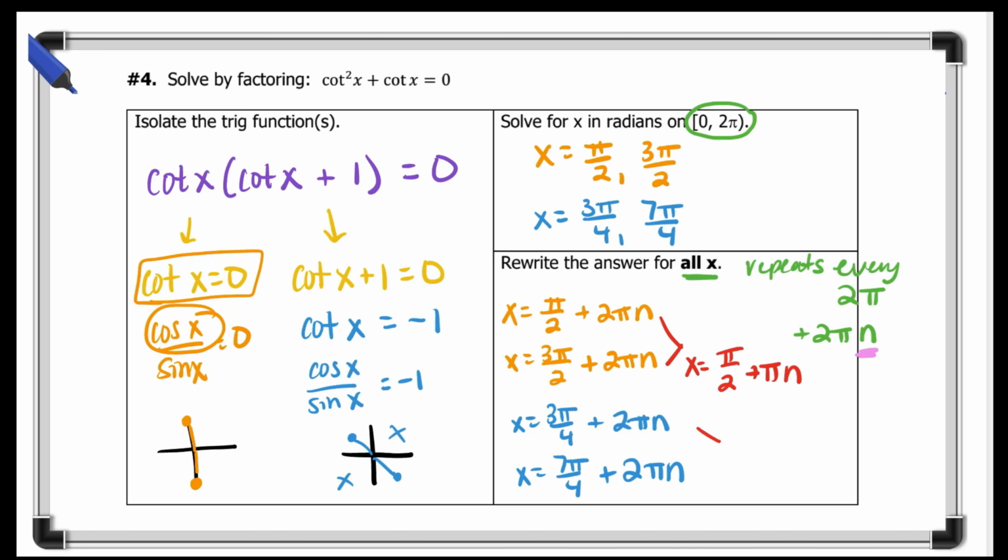You can do the same thing for cotangent equaling -1. 3 pi over 4 and 7 pi over 4 are also a distance of pi apart, so you can combine them into one general solution. Another way to rewrite this would be 3 pi over 4, repeating every pi, with n standing for your integer.